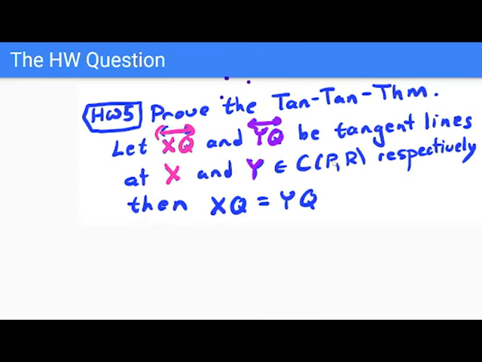Okay, back here. Homework 5, the question asks, prove the tangent theorem. Let ray XQ and ray YQ be tangent lines, and let X and Y be points on circle P with radius R respectively, and then prove XQ equals YQ, right?